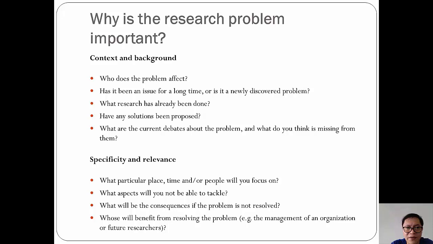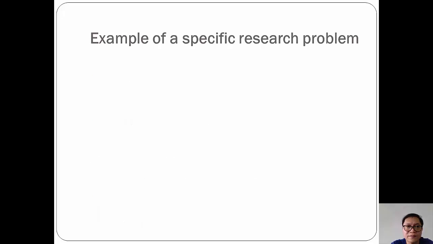Who does the problem affect? Who? The people, the respondents. What has been an issue? Has a solution been proposed? Now, that's very specific. What aspect will you not be able to tackle? What will be the consequences if the problem is not resolved? And then who will benefit from resolving the problem?